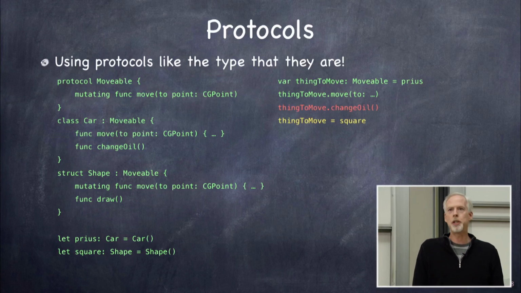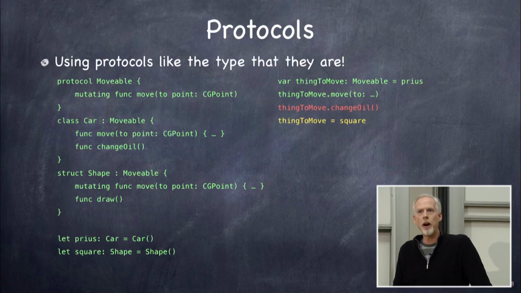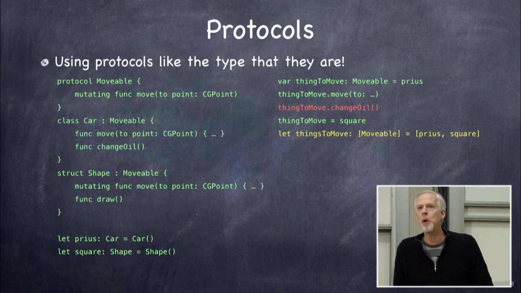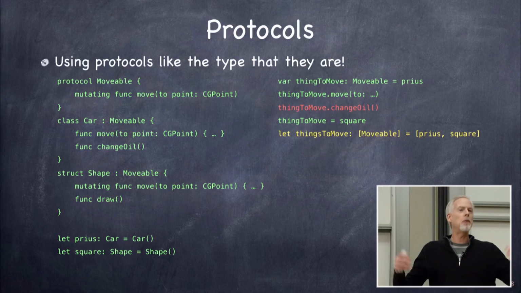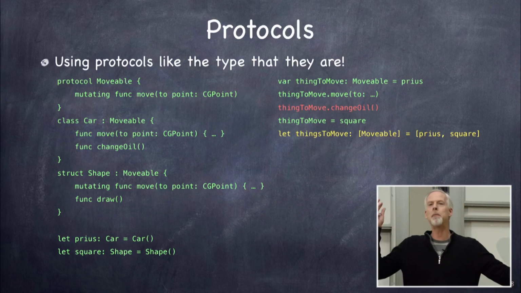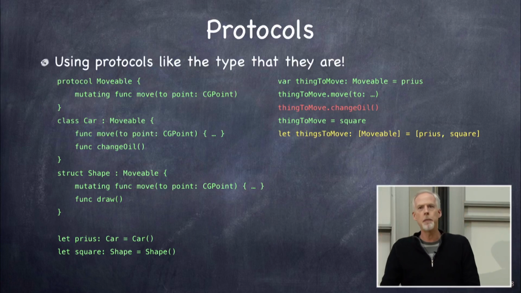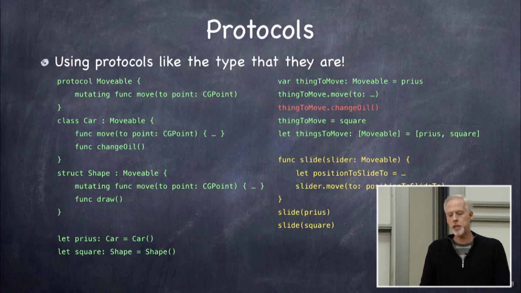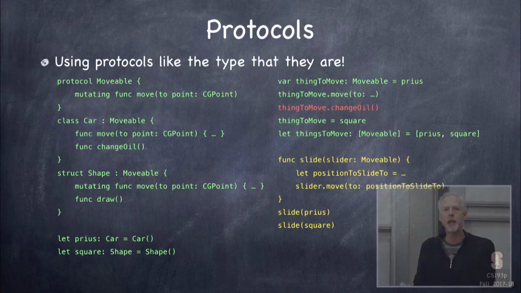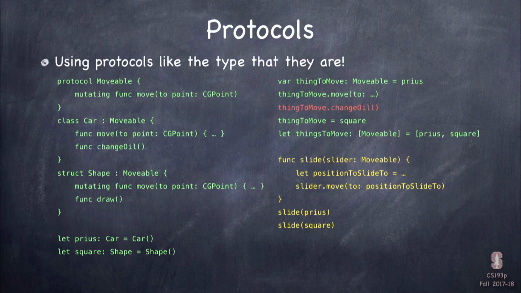But what are some of the things you can do? Well, I can say thingToMove equals square, because a square is a Shape, and a Shape implements Movable. I could even have an array of Movable and put a Prius and a square inside of it. Okay, even though Prius and square are completely different, one's a struct, one's a class, one's a car, one's a shape, they're completely and utterly different, they can be in the same array because they're both Movable. You see that? And of course, I can have functions that take Movables as an argument. Here's slide, which takes a slider, which is of type Movable. And inside, I can say slider.moveTo, position to slide to. And then I could call slide the Prius, slide the square. Perfectly legal to say because those are Movables.